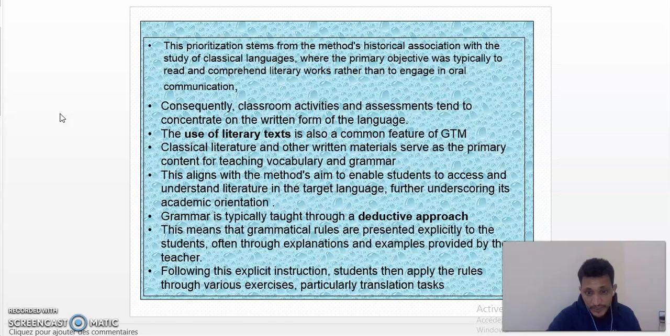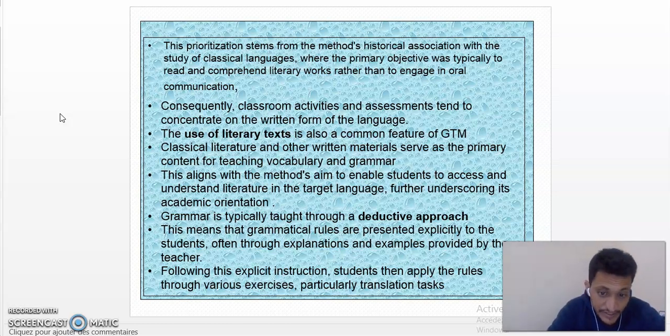Grammar is typically taught through a didactic approach. So, as I have said, we use a didactic approach to teach grammar. We don't use an inductive approach. This means that grammatical rules are presented explicitly. We present the grammar to the students, often through explanations and examples provided by the teacher.